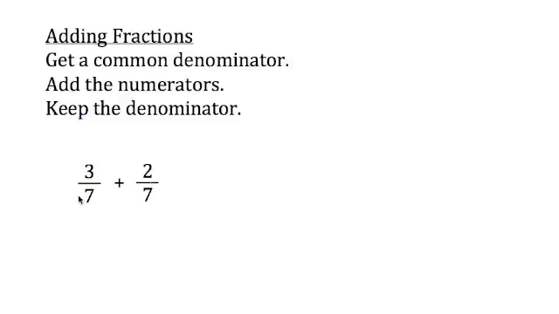Let's consider this problem: 3/7 plus 2/7. The first thing that we need to do is get a common denominator, which means that the denominator of each fraction that we're adding must be the same. In this case, we're noticing that the denominator of the first fraction is 7, and the denominator of the second fraction is also 7. This means that the denominators are the same, so we already have a common denominator, so the first step is taken care of.